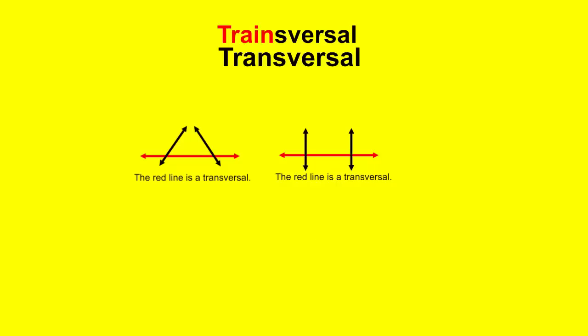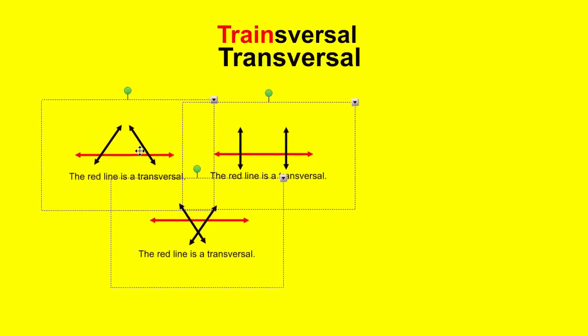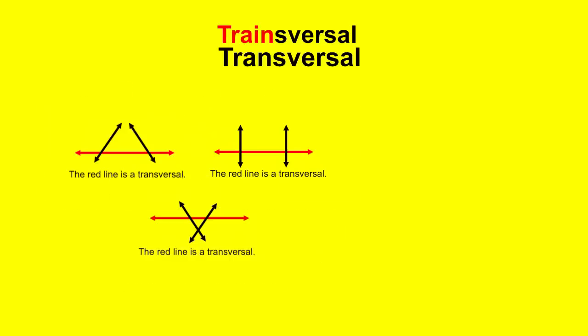Another example of a transversal would be this one here. The red line is a transversal because it's passing through these two lines at two different points. So those three are examples of what a transversal will look like.